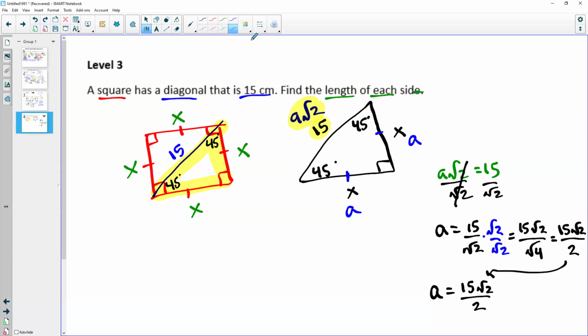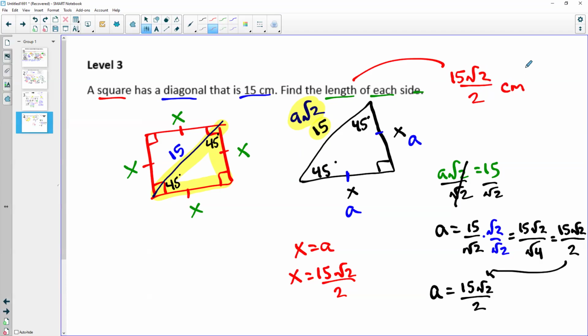And so we can finally answer the question now. The question asks you to find x. Well, x is equal to a based off of how we labeled this, and we already found a to be 15 root 2 over 2. So there's our answer. The length of each side is 15 root 2 over 2. The only thing we want to make sure we include is the units. Are we looking at feet, inches? We're looking at centimeters here. So our answer is 15 square root of 2 over 2 centimeters is the length of each side of this square.